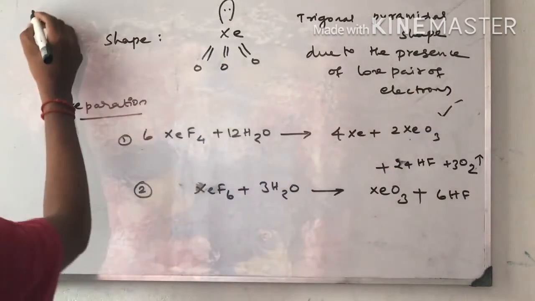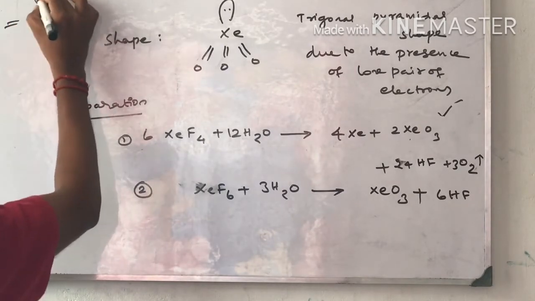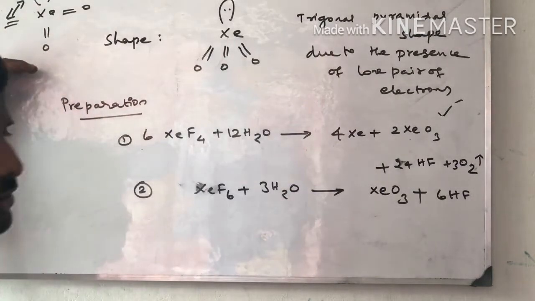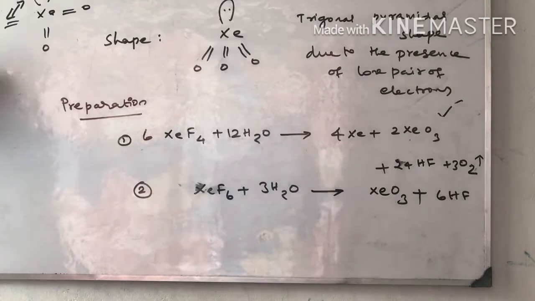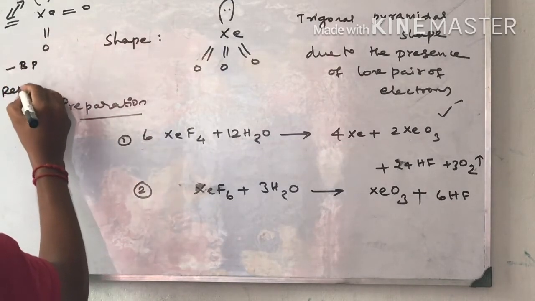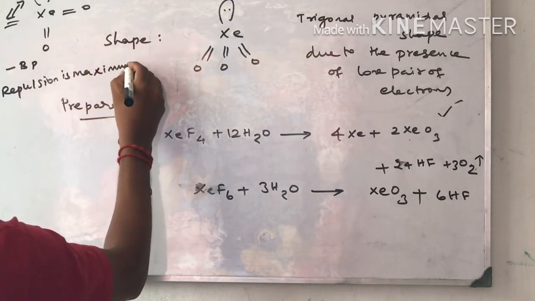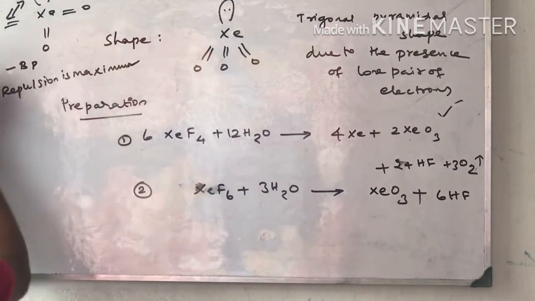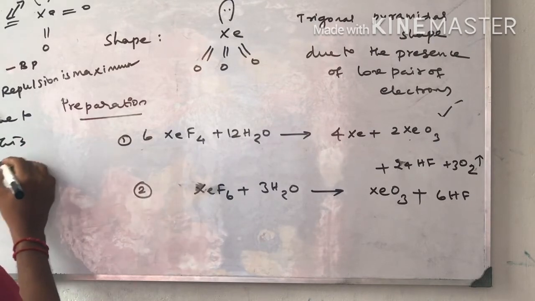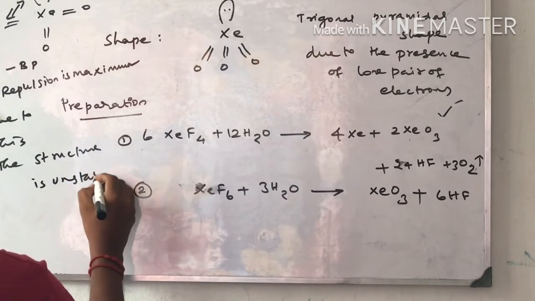This other type of structure is also possible, but it is not stable due to lone pair bond pair repulsion. In this structure the lone pair bond pair repulsion is maximum, and hence the structure is unstable.